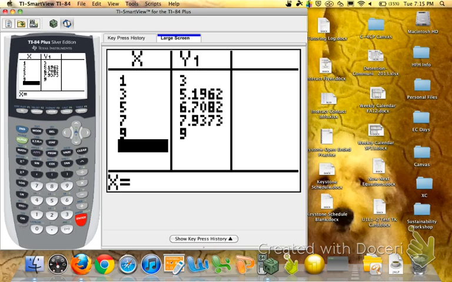So whichever works better for you, either set up your table to count the way that you need to find those y values, or use your table ask function, but those are 2 options for you once you've put the function rule in y equals to help you find those y values.